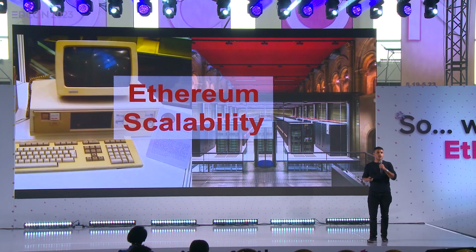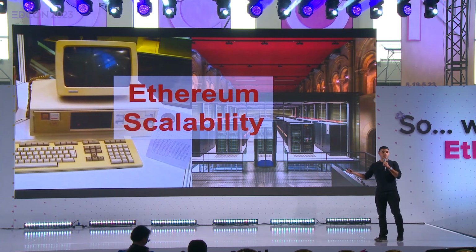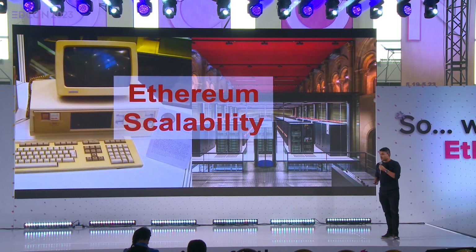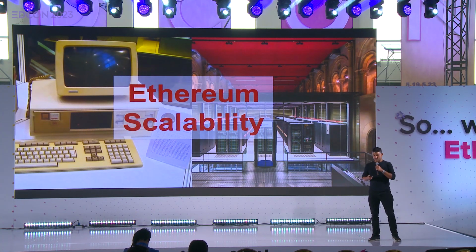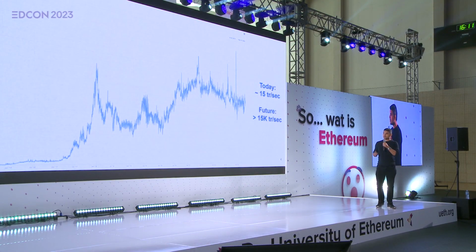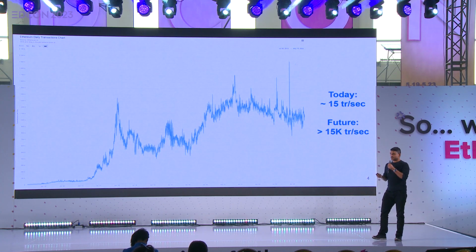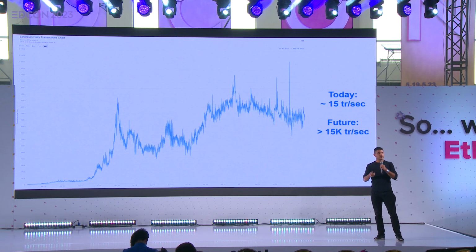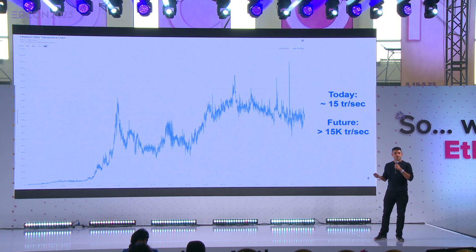So we want to scale Ethereum. If you think about Ethereum like a small computer in the old 90s, we want to transform that into a supercomputer. Now, when we talk about performance in blockchain technology, we talk about number of transactions per second. Today, we do about 15 transactions per second, and we want to scale to something in the order of tens of thousands of transactions per second in the future.